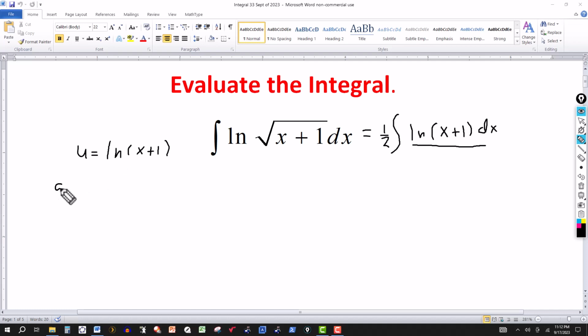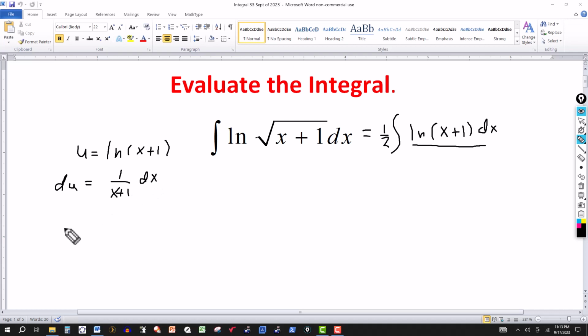So then du will equal the derivative of natural log of x plus 1, which would just be 1 over x plus 1, and then it's times the derivative using the chain rule. Derivative of x plus 1 is 1. So that'll stay a 1 there, and then it's dx.